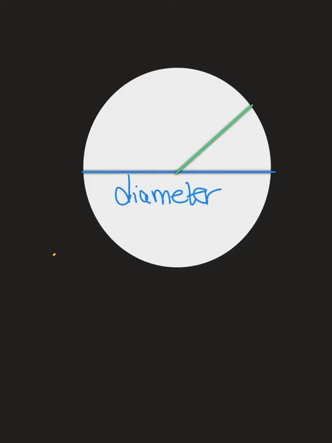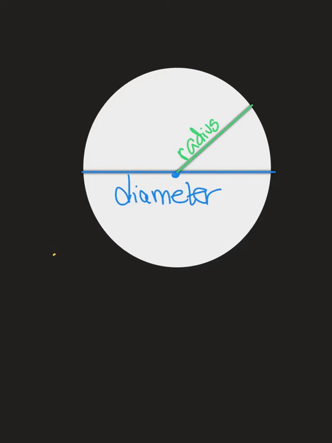So just a quick vocab reminder. The diameter is the distance across a circle going through its center point. The radius is the distance from the center to any point on the circle, or to the edge of the circle, essentially halfway across the circle.